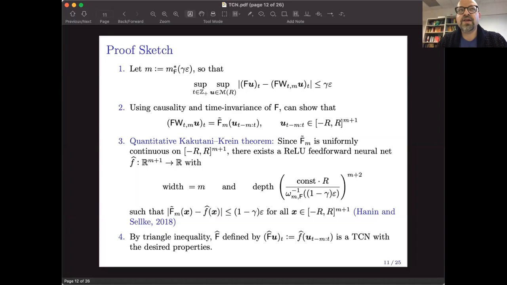Right. But he was citing all of the neural net approximation results. And he actually also had some of the first refined results on approximating these things by radial basis function nets.